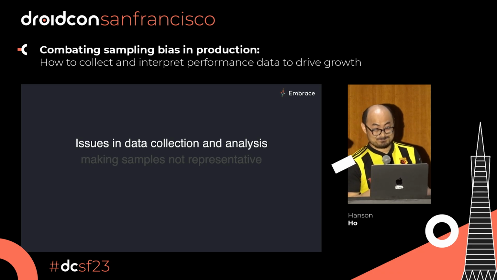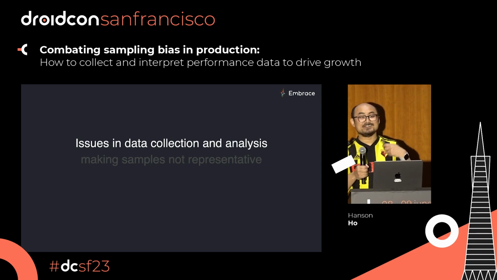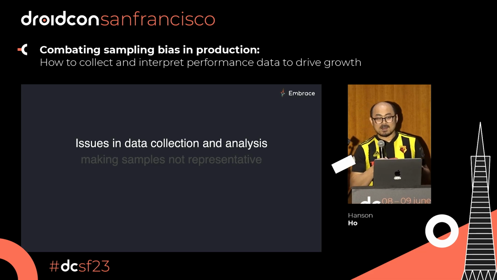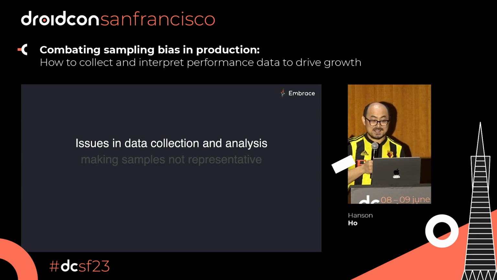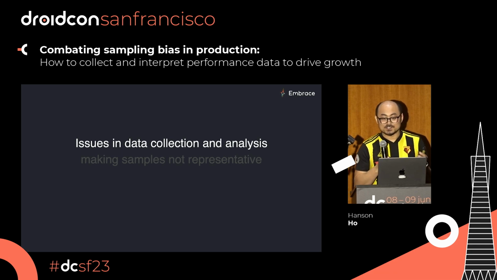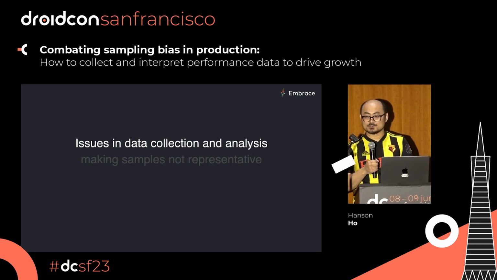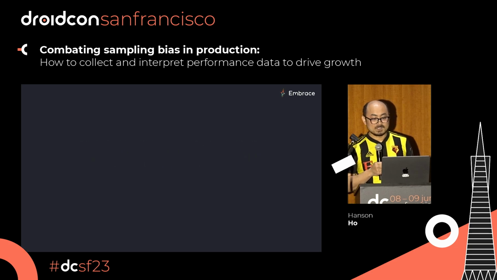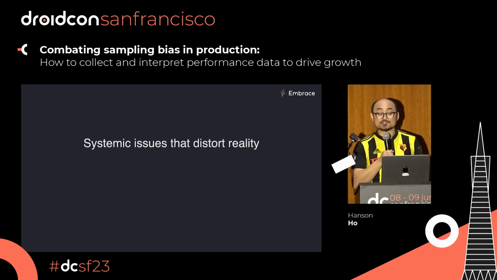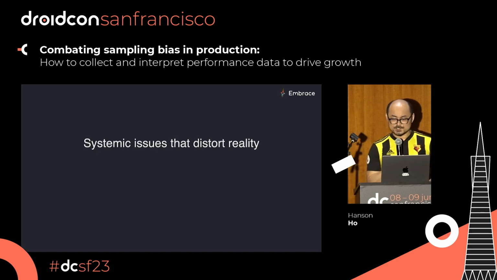That's great, but I also want to introduce a second element, which is the analysis part. I want to define sampling biases as collection issues as well as analysis issues that distort reality, that make the data not represent real life. I want to talk about systemic issues that distort reality. So let's get into it.